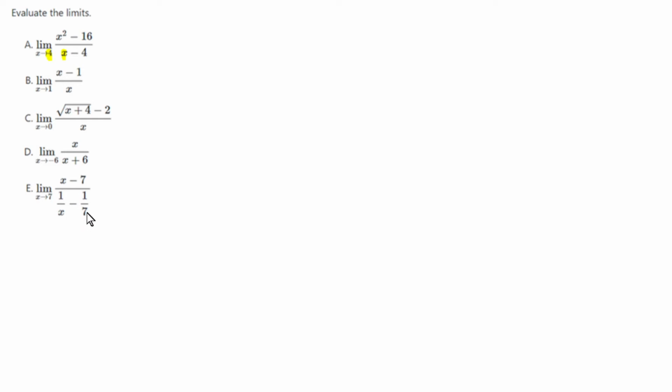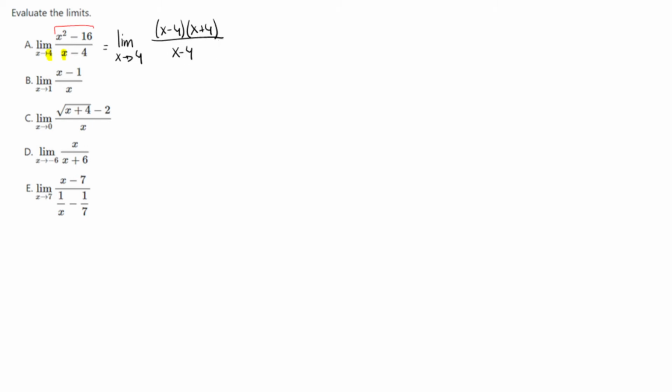So in situations like this, what you need to try and do is to simplify the expression, in this case this rational expression, and then evaluate the limit once you have a simplified form. So here we have a difference of squares in the numerator, so we can go ahead and factor that. So we're going to get the limit as x tends to 4 of x minus 4 times x plus 4 over x minus 4.